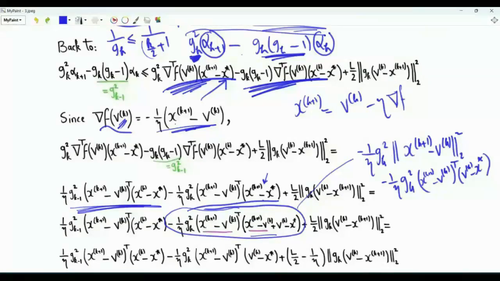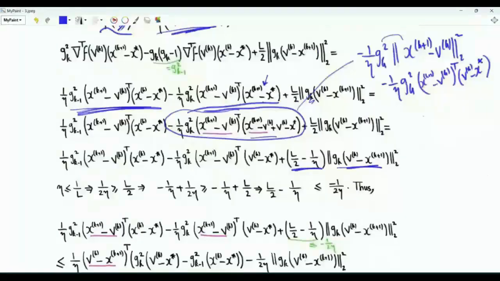Note that gk squared outside the L2 norm squared can enter inside as gk. We can combine the two terms with the L2 norm squared. The outside factor here is L over 2 minus 1 over eta. Recall that eta is strictly positive and is less than or equal to 1 over L.